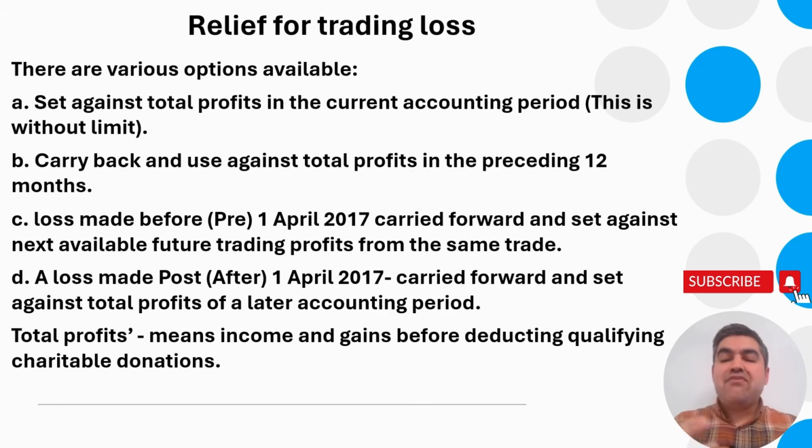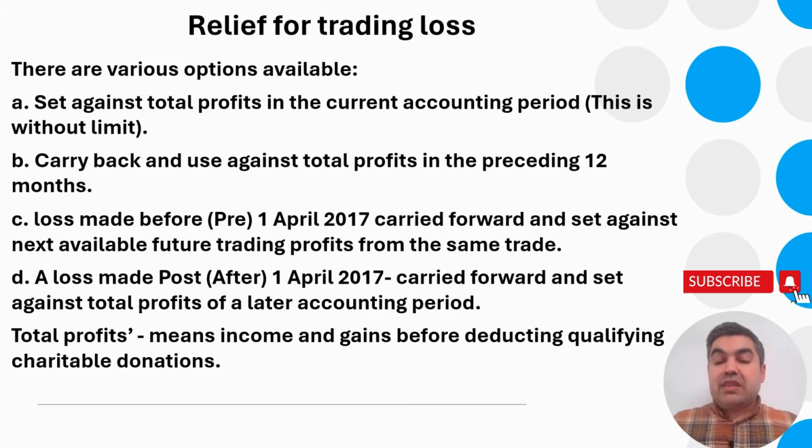I mean, if the loss during the year is 1 million and you have other income, for example, property income, interest received, or a capital gain, you can set the entire trading loss against the total profit in the same accounting period. So that is option number one. Number two, carry back and use against total profit in the preceding 12 months. So what they're saying is, if there's a loss in the current accounting period, you can carry back to the previous 12 months and set against the total profit of the previous 12 months.